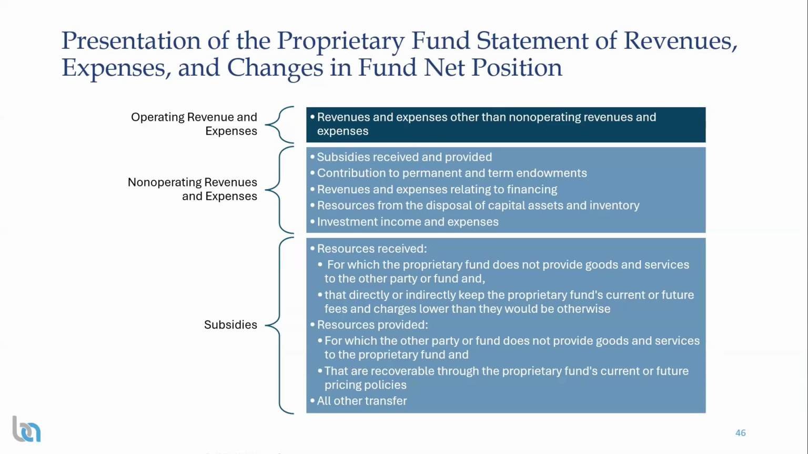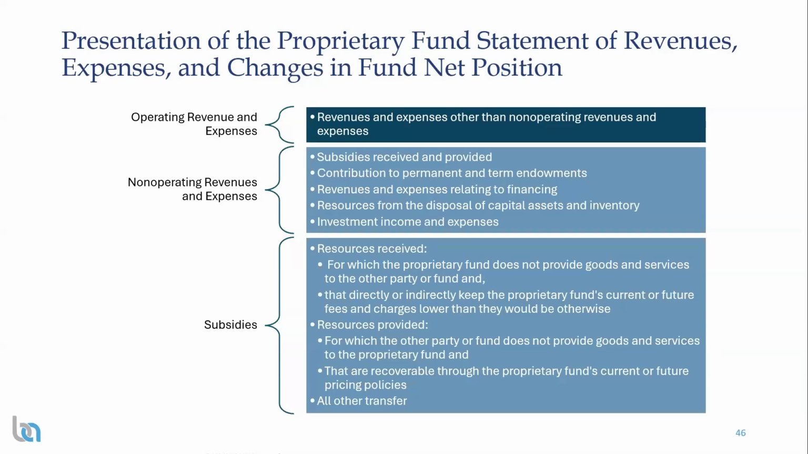Also, if you are giving out a subsidy, it has to be one for which the other party or fund does not provide goods or services, so you're not getting anything in return, and that is recoverable through the proprietary fund's current or future pricing policies. Meaning that if you're a water fund and you're giving a subsidy to another fund, that subsidy amount has to be covered by your existing fees, meaning your fees are sufficient to cover your cost and the subsidy that you're giving out.